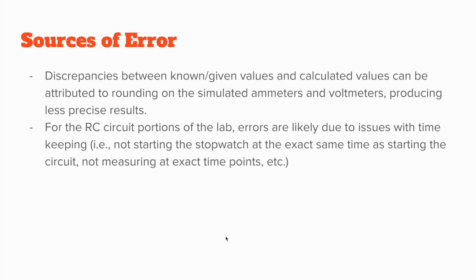Sources of error: as I mentioned before, discrepancies between known or given values and calculated values can be attributed to rounding on the simulated ammeters and voltmeters, producing less precise results. For the RC circuit portions of the lab, errors can be due to issues with timekeeping, such as not starting the stopwatch at the exact same time as starting the circuit and not measuring at exact time points. If I say it's a 5-second reading, it might actually be a 5.6 second reading.